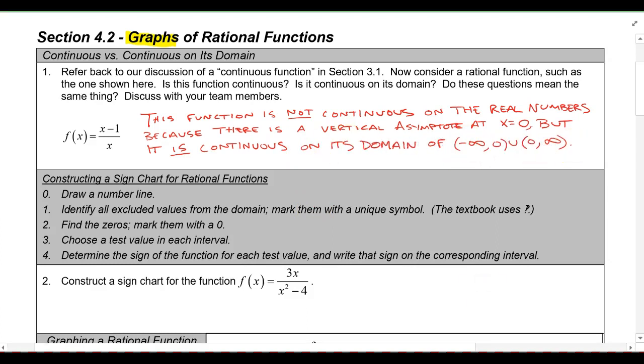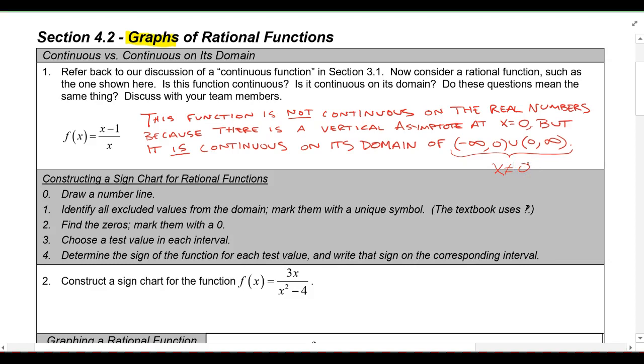Okay, so an important idea here. Again, this function's not continuous on the real numbers. Take a look at the denominator. You got a value there that could be 0. And if that value is 0, then the function is undefined. But this function is continuous on its domain of from negative infinity to infinity, just excluding 0. Remember this notation right here just means x cannot equal 0.